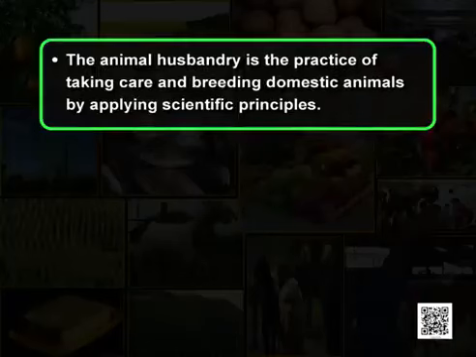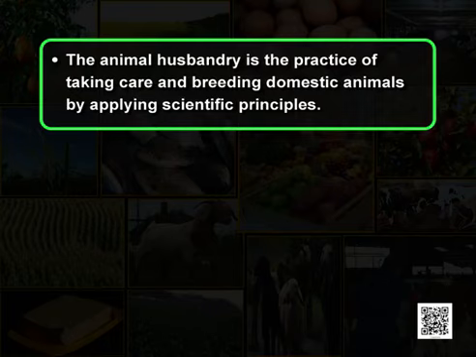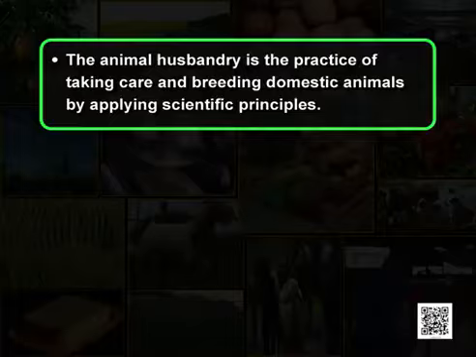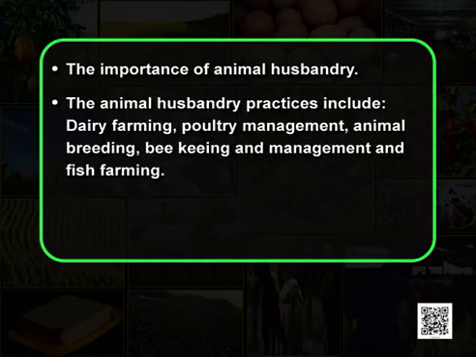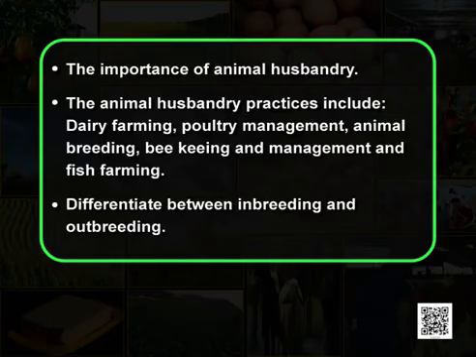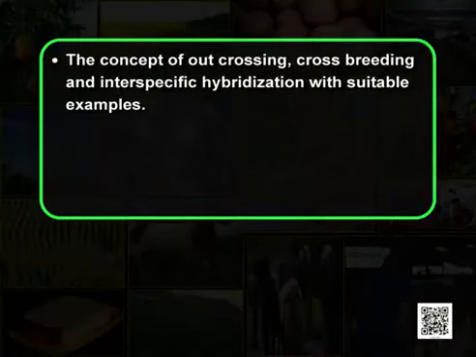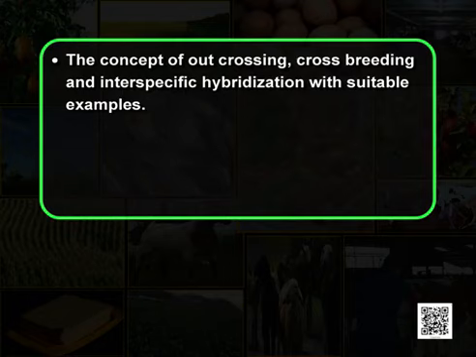Now, let us recall what we have learned today. We have learned that animal husbandry is the practice of taking care and breeding domestic animals by applying scientific principles. We now also know the importance of animal husbandry. The animal husbandry practices include dairy farming, poultry management, animal breeding, beekeeping and management, and fish farming. You can now differentiate between inbreeding and outbreeding. You have also learnt the concept of outcrossing, crossbreeding, and interspecific hybridization with suitable examples. You now know what is inbreeding depression.